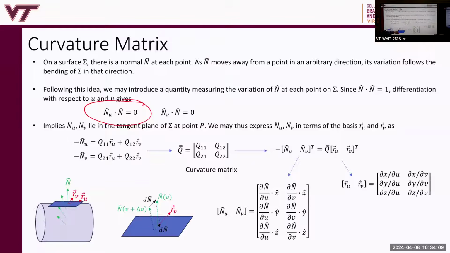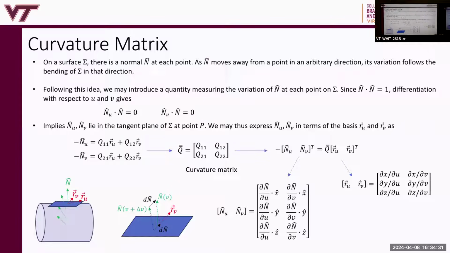So we should have probably called this n_v. That would have been better. So n_v and n_u are orthogonal to n, which means they lie in the tangent plane.